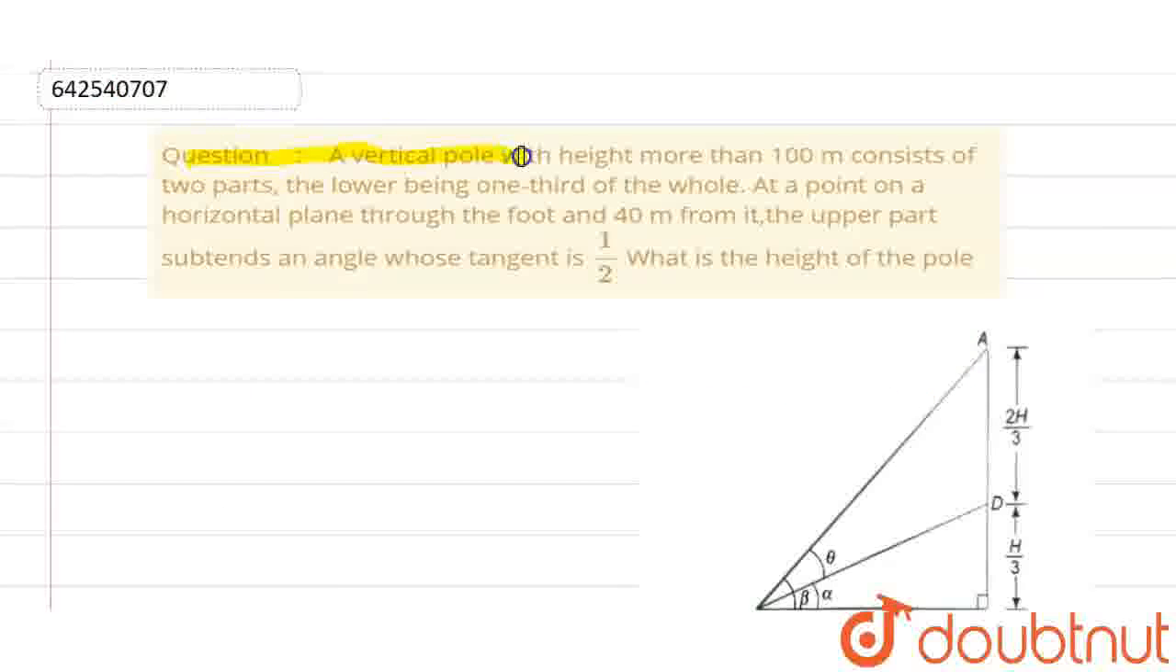The question that was given to us is: a vertical pole with height more than 100 meter consists of two parts, the lower part being 1/3 of the whole. At a point on a horizontal plane through the foot and 40 meter from it, the upper part subtends an angle whose tangent is 1/2. What is the height of the pole?